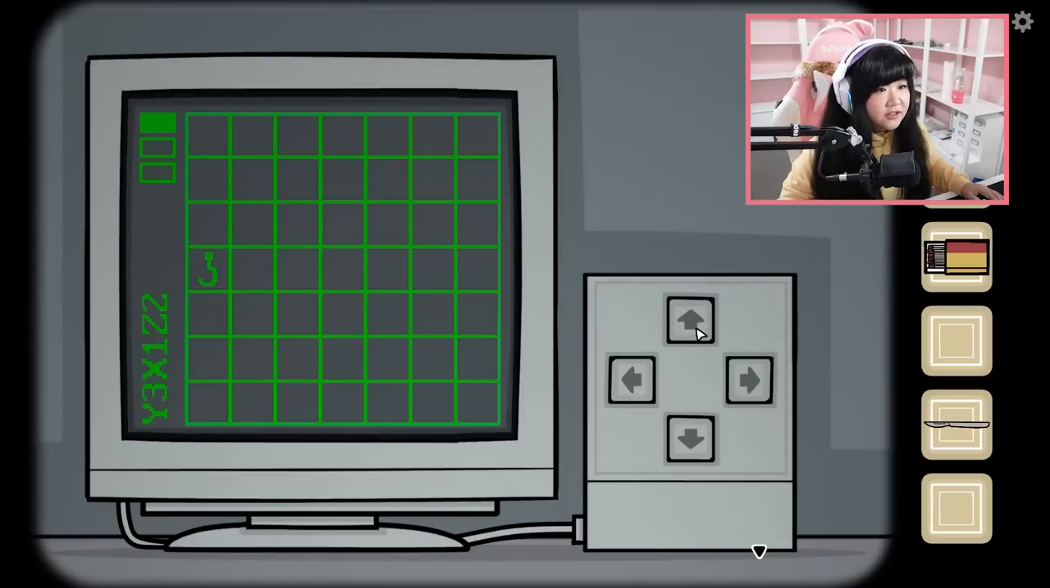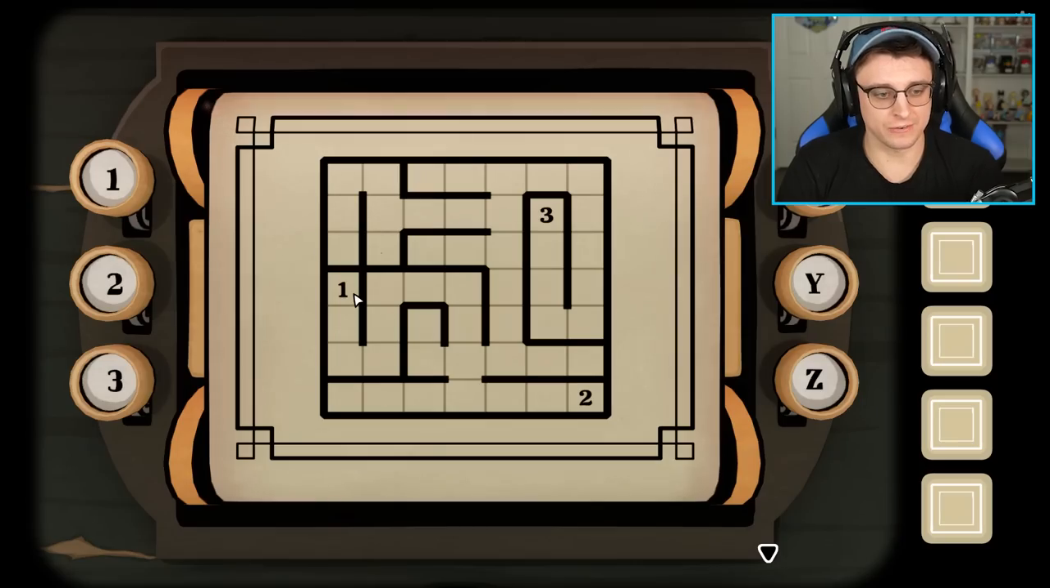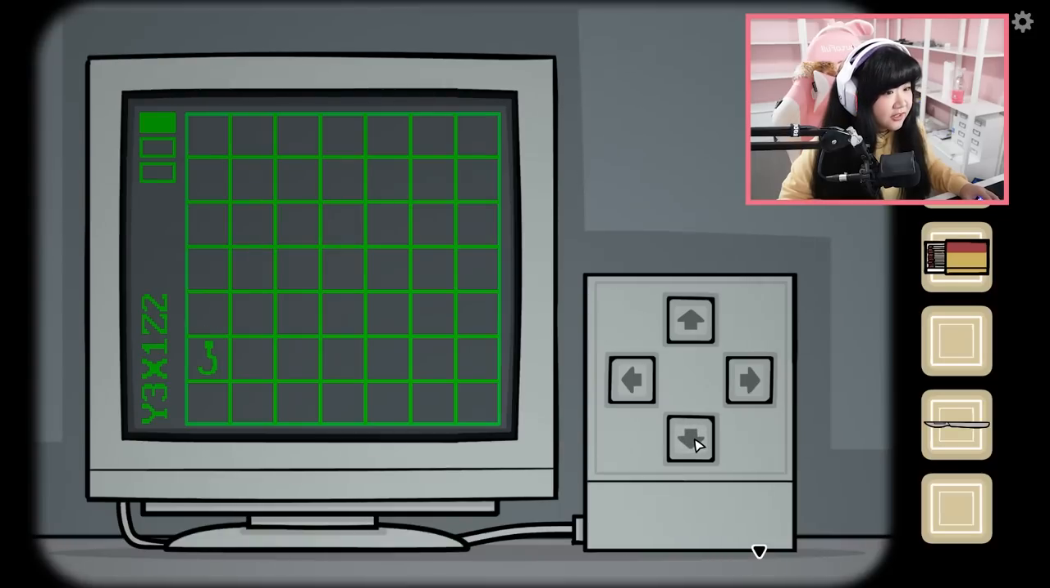Okay, so on the left side, I had three different squares, and the first square filled. Okay, you ready? Down two. Right one. Up two. Right two. Down three.